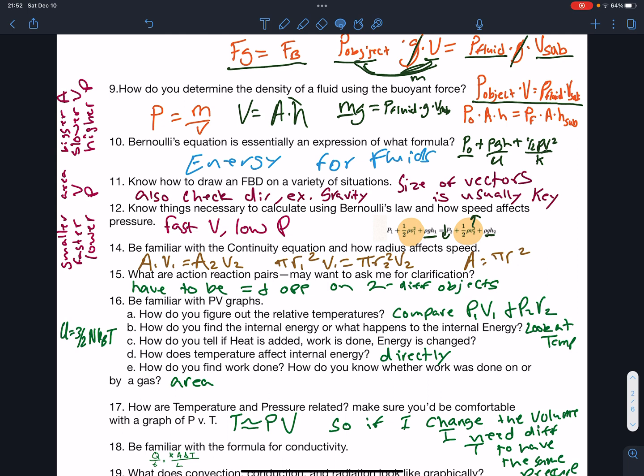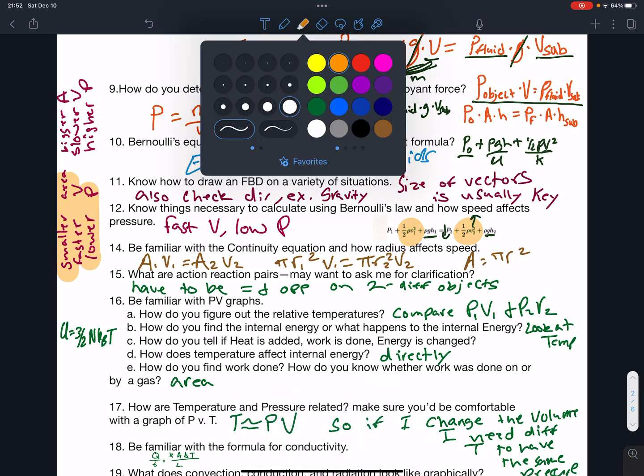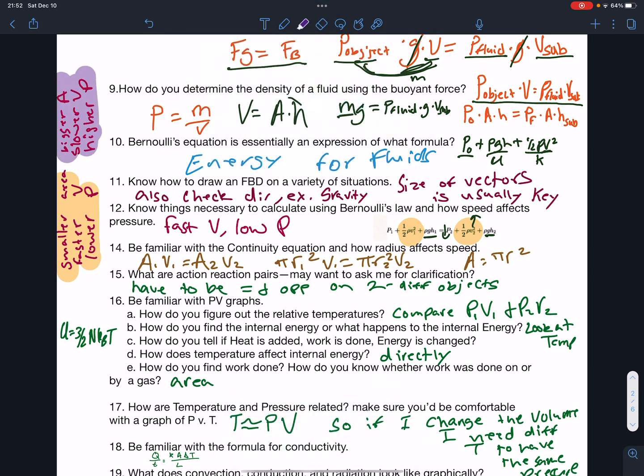I'm sorry, I did this last time. Oh, sorry, these are divided into two groups. My bad. This goes together, and this goes together. So smaller area, faster velocity, lower pressure. Bigger area, slower velocity, higher pressure.